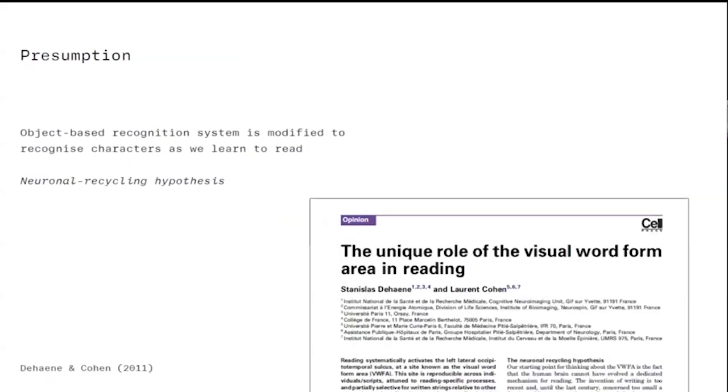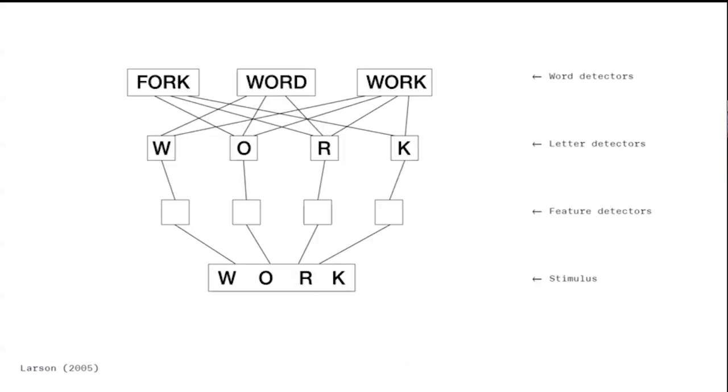So our premise is not that there are two separate systems, but it's based on the neuronal recycling hypothesis, which is that we modify our general mechanisms when we learn to read. So there aren't two separate things. We're hoping to show a bit about what that modification might be and why. I think it's you.